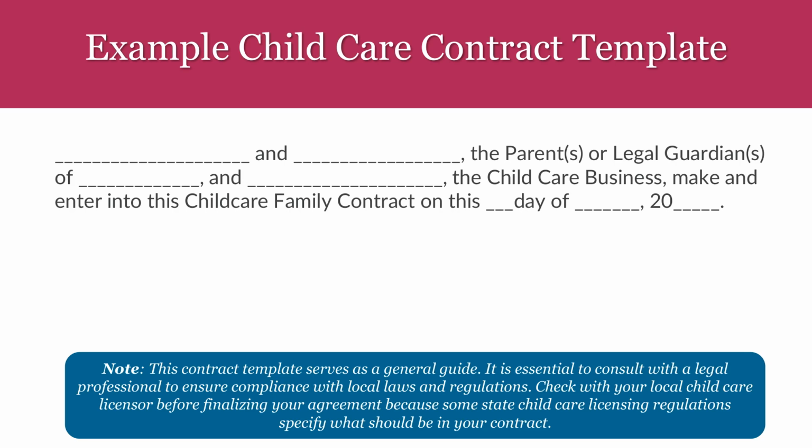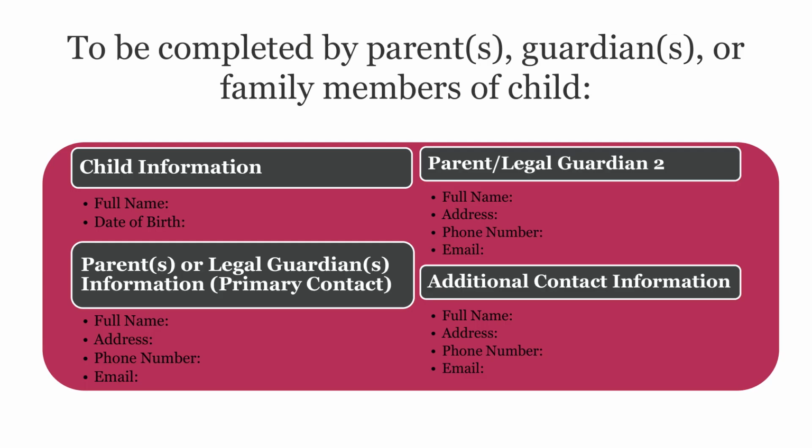Over the next few slides, we will review an example of a child care contract template. To start, you'll need the family member's name, the parents or legal guardians of the child's name, and the name of your business, the child care business, who make and enter into this child care family contract on the date of signing the contract.